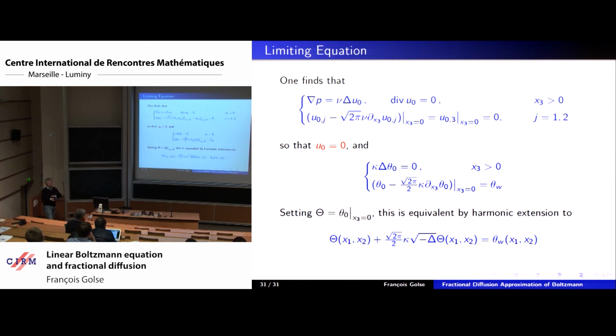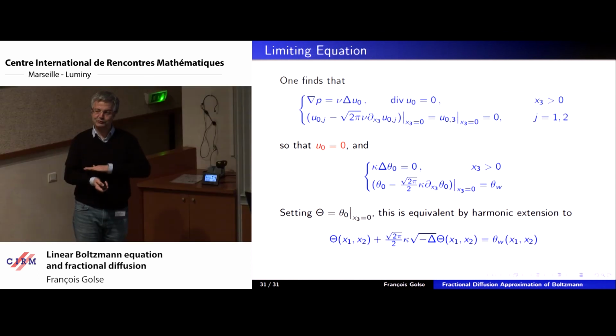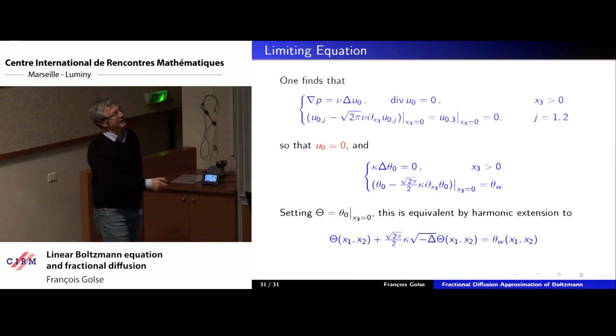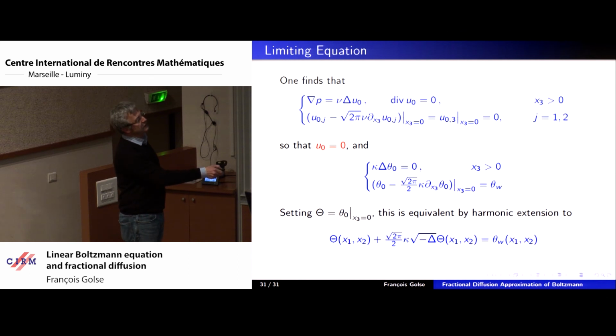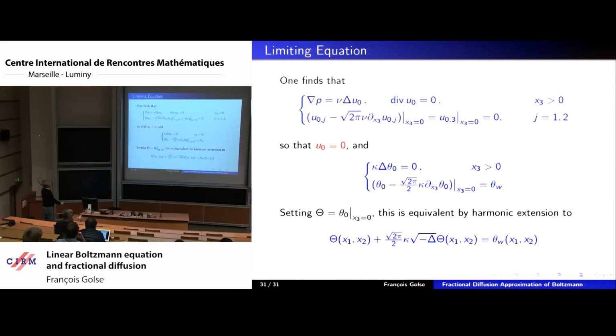So it's not the temperature of the interface, but the temperature of the gas on the wall, and so you can check that this temperature, by the harmonic extension principle, solves a fractional diffusion equation equivalent to the one which I presented in the case of the radiation pressure in radiative transfer.